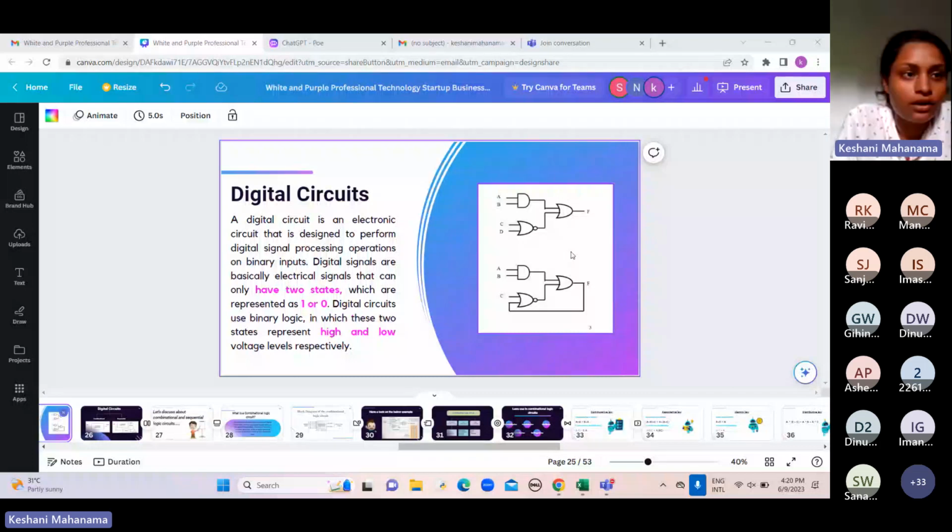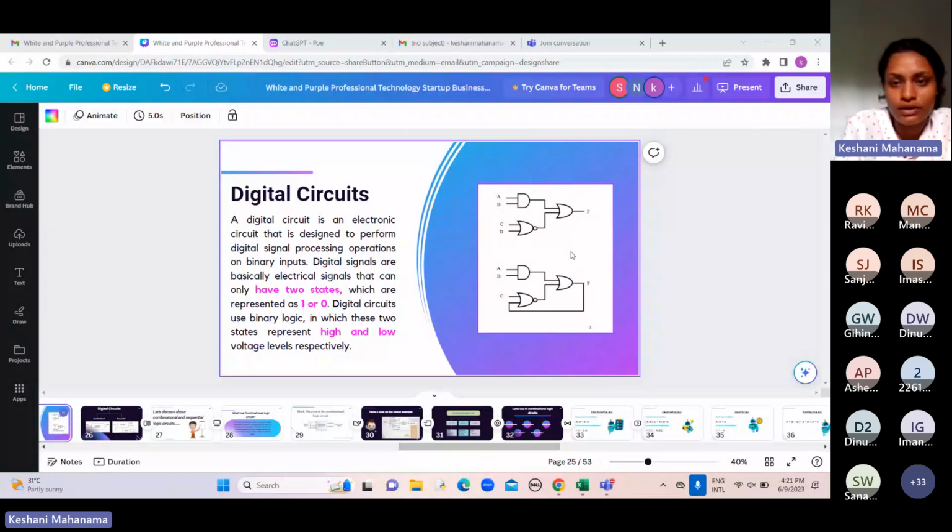Now I'm going to do the part on digital circuits. Do you guys know what a digital circuit is, or do you have any idea about what it is? Some of you may have a small idea about digital circuits because there are many students who have done A levels for ICT. Okay, no one. Then I'll explain what a digital circuit is.